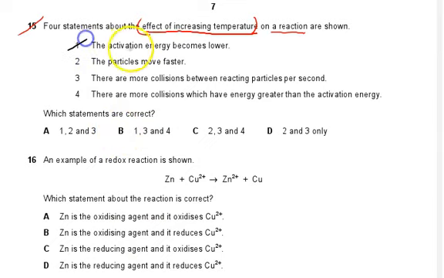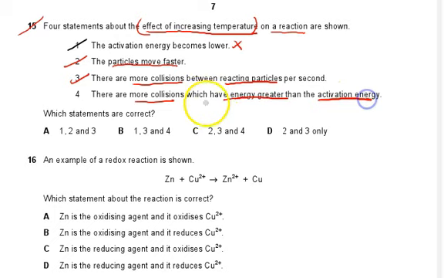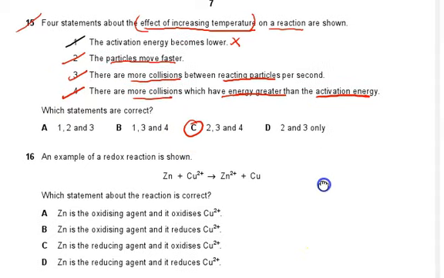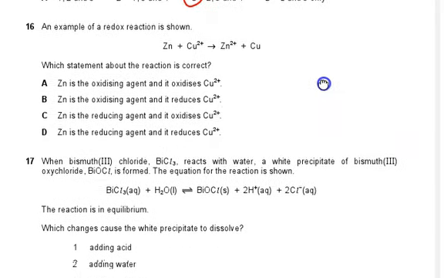Okay, now the activation energy becomes lower. No, because when they are traveling faster, due to their increase in kinetic energy, the activation energy will not become lower. So this is wrong. Particles move faster? Yes. There are more collisions between reacting particles per second? Yes. There are more collisions which have energy greater than activation energy? Yes. The probability is higher. So your answer here is 2, 3 and 4. C is your answer. Okay, now let us look at number 16.